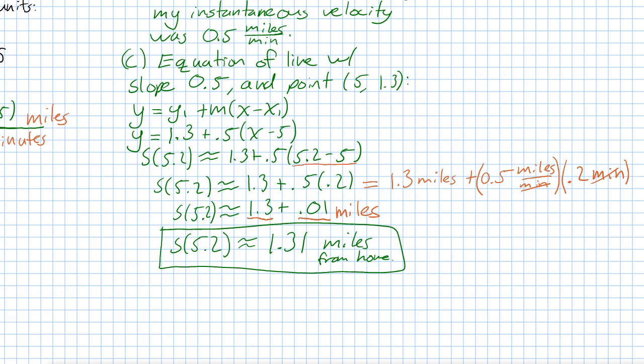This is supposed to be, this is the wrong answer. Whoops. 0.5 times 0.2 is 0.1, not 0.01. So it should actually be 1.4 miles from home.